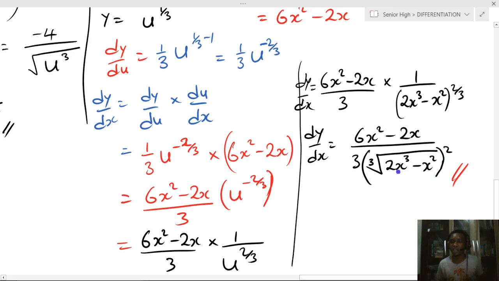So this is how you solve it, and it's actually very easy. There's nothing really serious or hard in solving function of a function. You just take it step by step so that you won't confuse yourself.